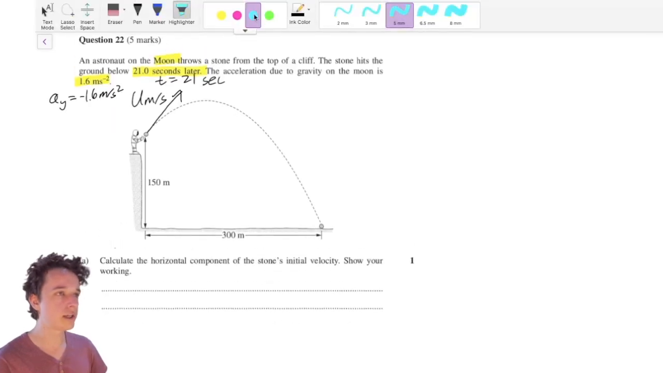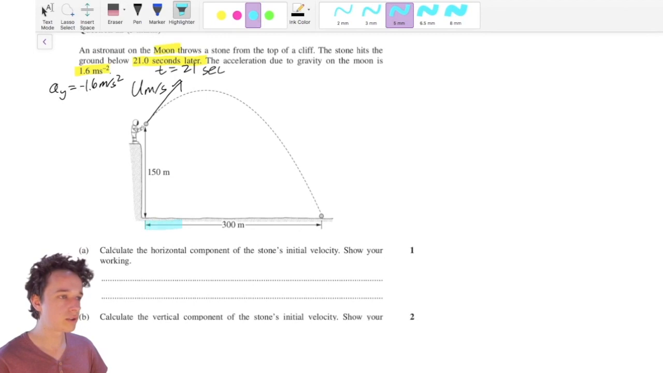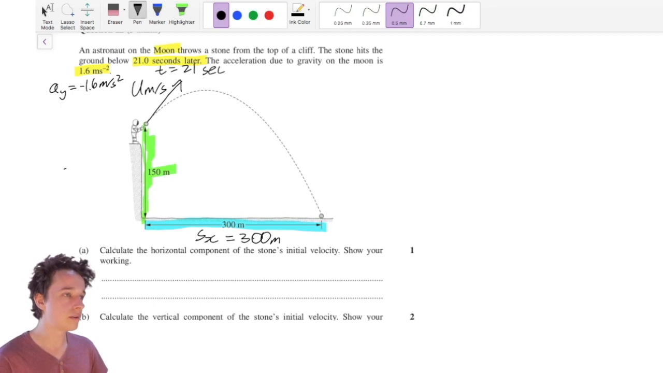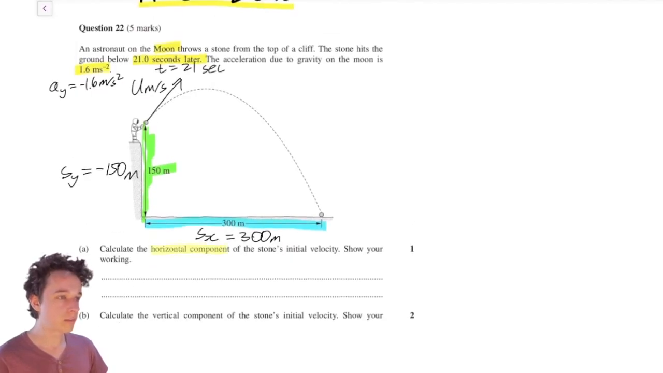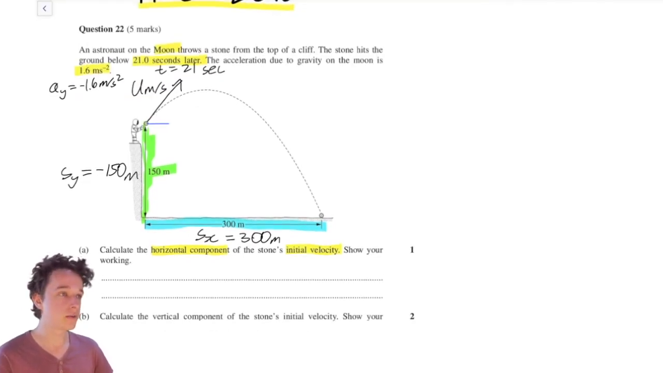And we should just notate the fact that we are also given the displacement in the x component as 300 meters, and the displacement in the y component is going to be negative 150 meters. Calculate the horizontal component of the stone's initial velocity. Show your working.